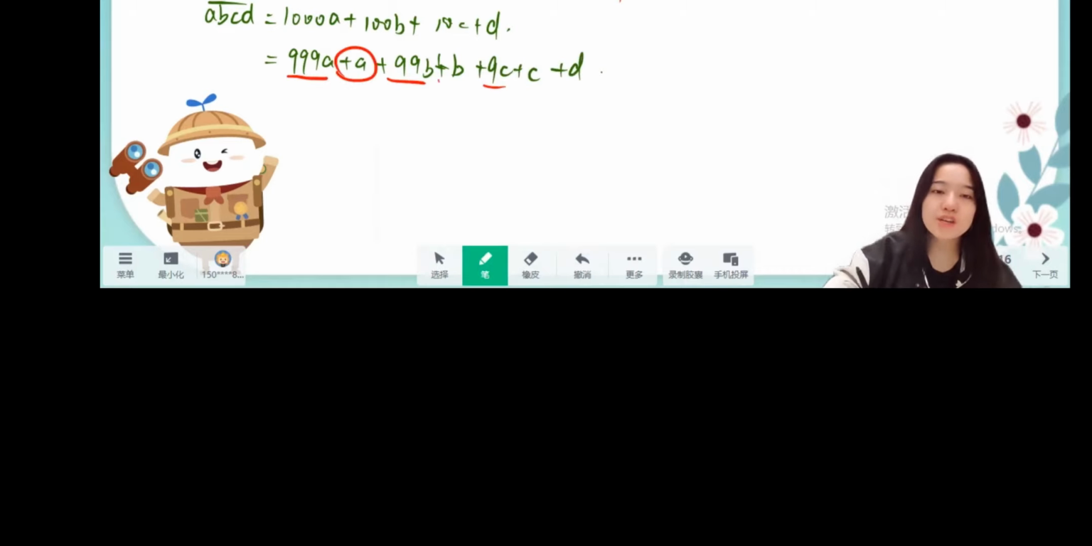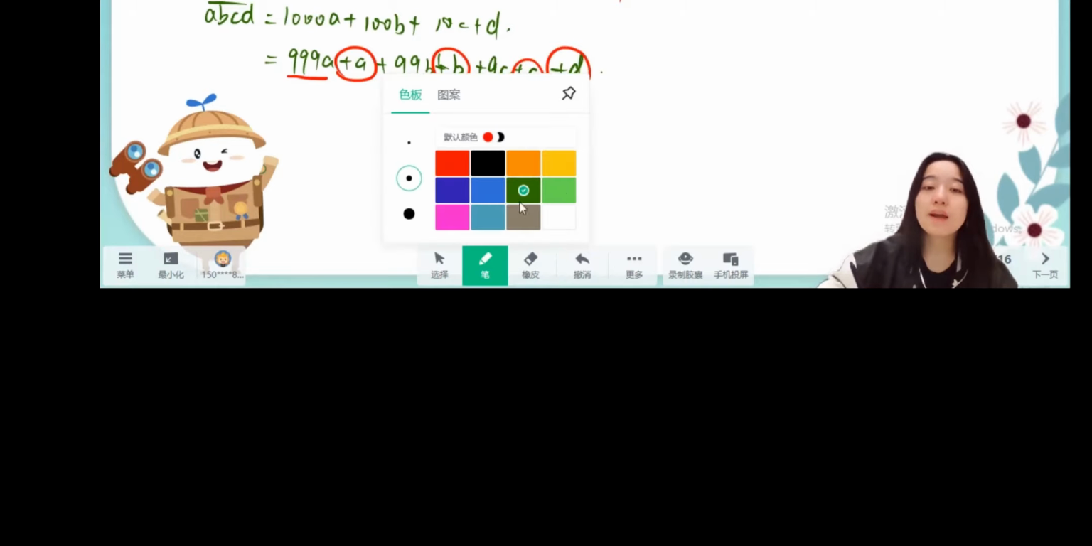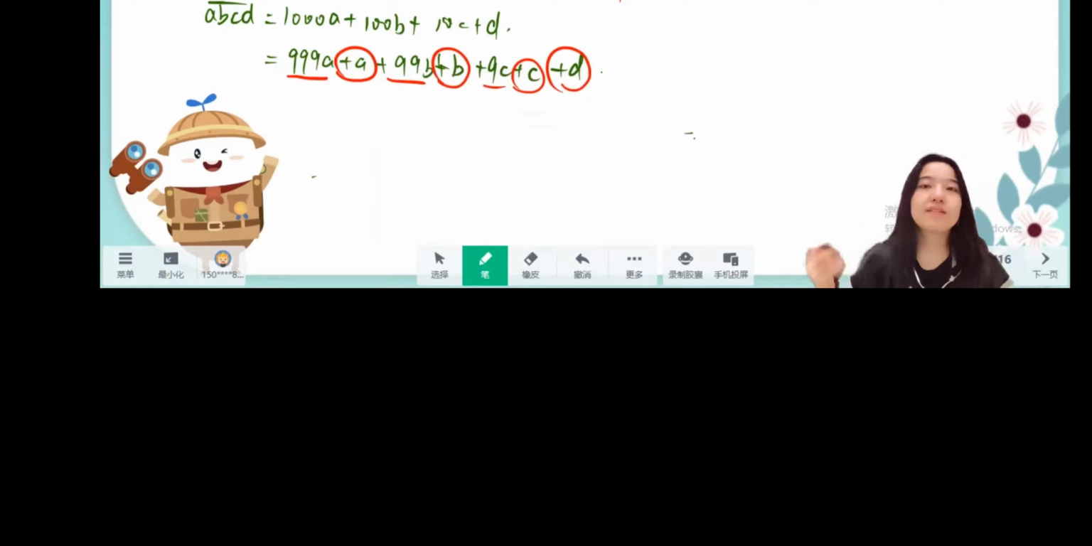So we just need to check whether the sum of A, B, C, D is divisible by 9 or not. Then we can tell if the original number is divisible by 9. That's why for 3 and 9, we need to check the digit sum.